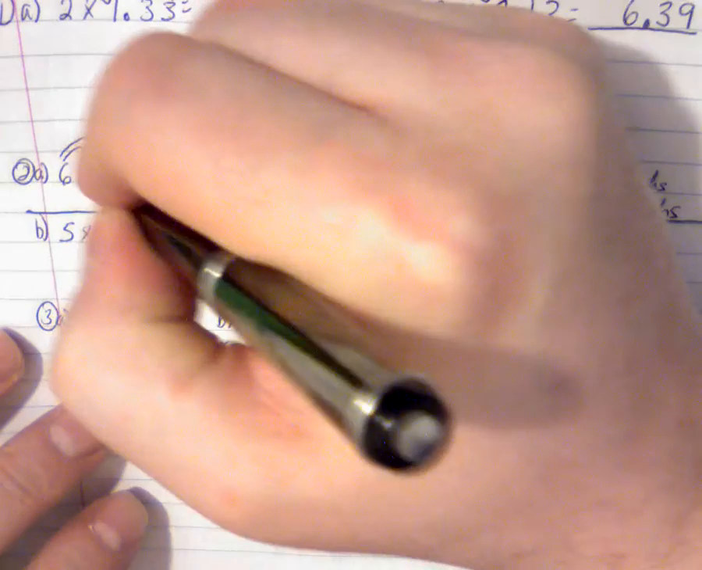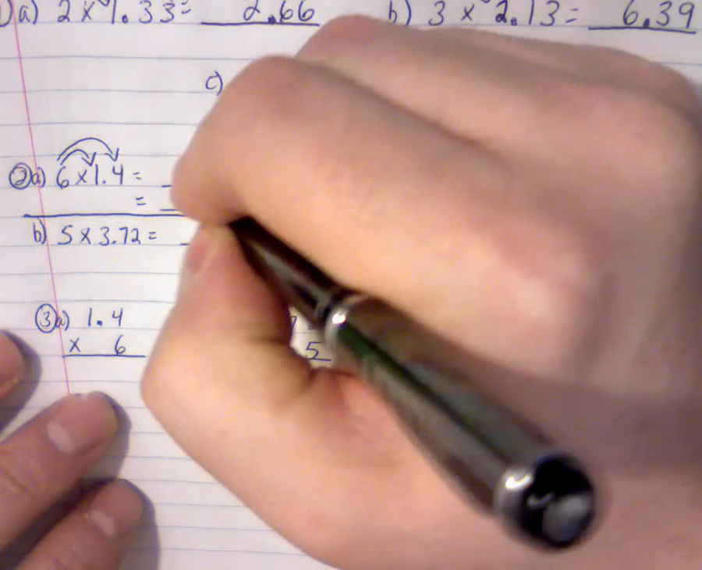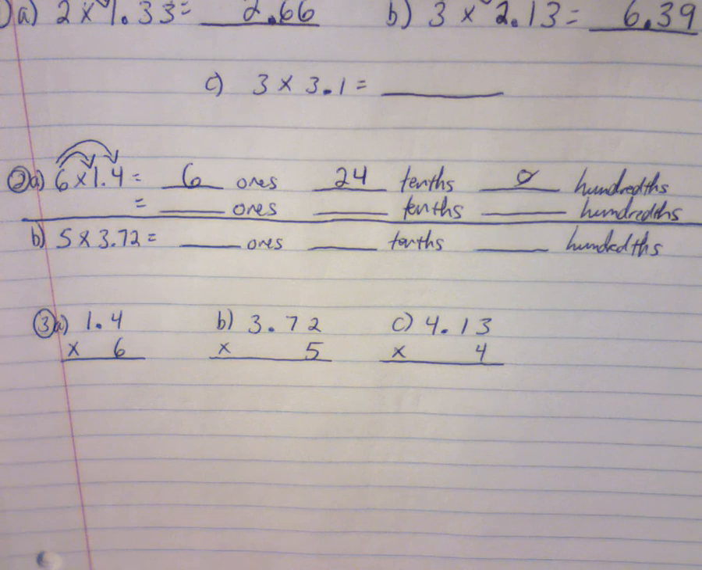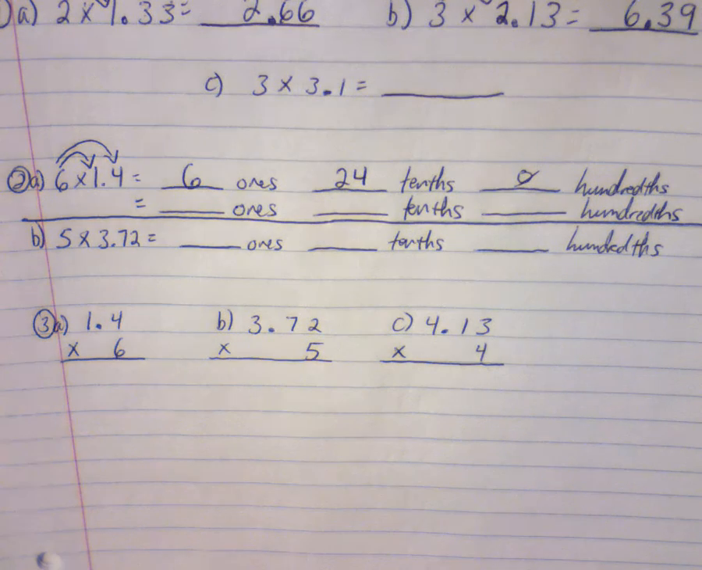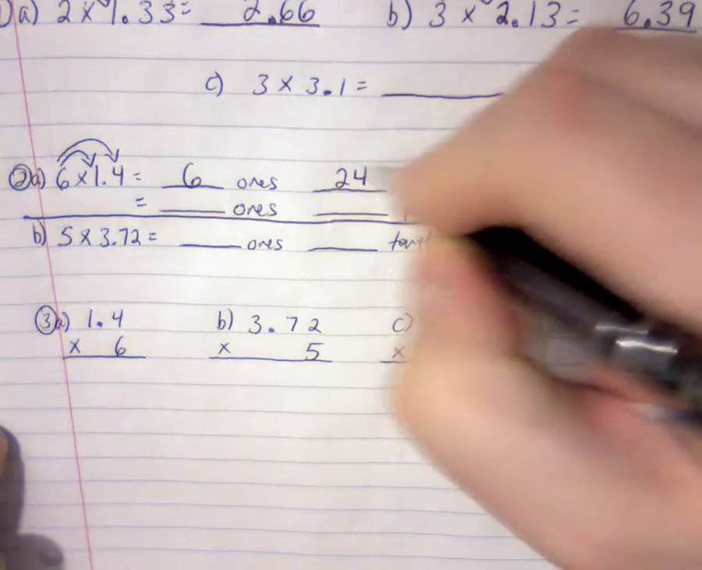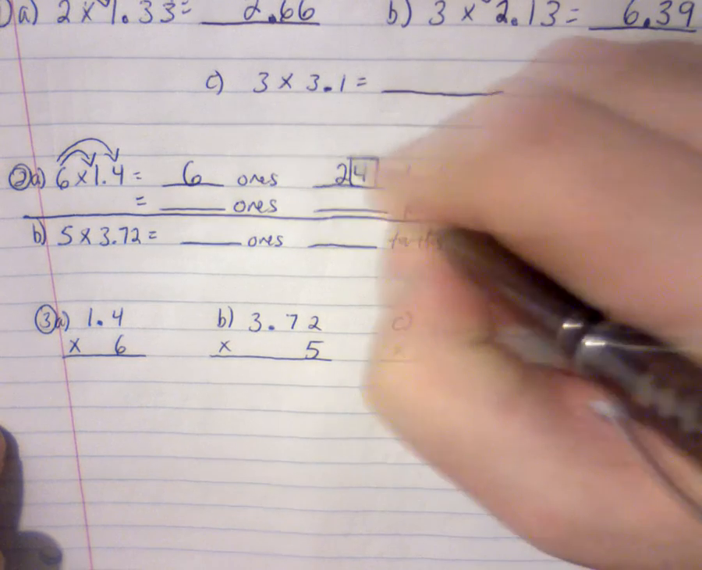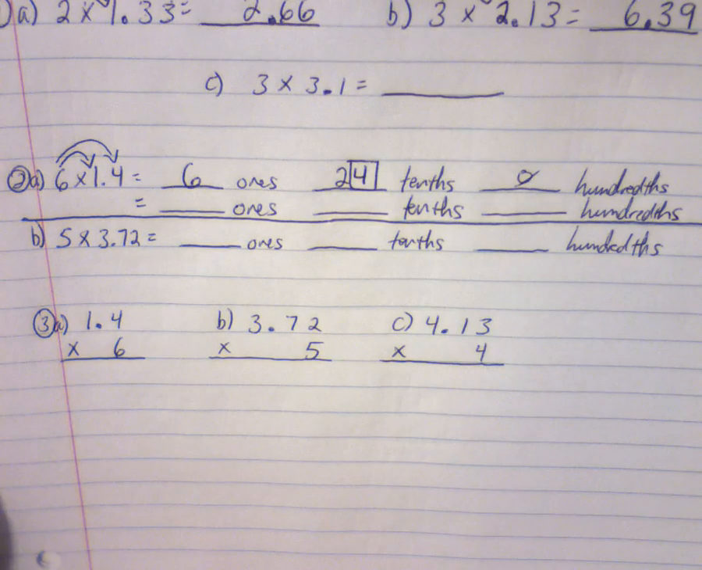Now I'm going to multiply 6 times 1. That's going to give me 6. So I have 6 wholes, and I have 24 tenths. Now here's the thing. I can't have 24 tenths. Okay? It's like having 24 dimes. What is 24 dimes? Well, it's too many, right? Because I can only have one number, right? And so what I need to do is I need to regroup, okay?